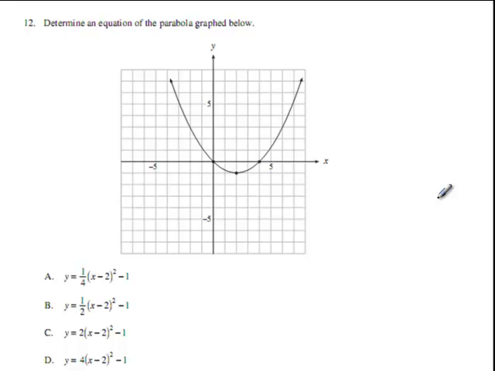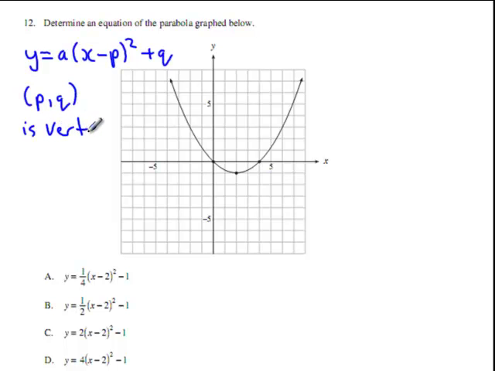We have a parabola, and we're supposed to find its equation. There's a number of different ways to do this, but a reasonable one is to remember that the equation of a parabola looks like this: y equals a times (x minus p) all squared plus q, where the point (p, q) is the vertex, and a, our leading coefficient, tells us about the size and shape of the parabola.